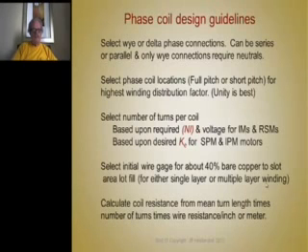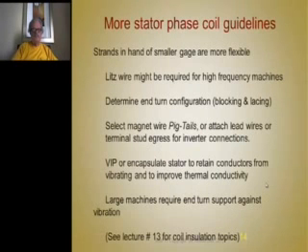The number of turns per coil is based on the back EMF voltage, to make sure that's lower than what the DC supply voltage is at the max speed you're going to produce power. So you select the initial wire gauge for about 40% slot fill. We've talked about that before for either single layer or multiple layer winding. Okay, you can calculate the coil resistance from the mean turn length times the number of turns times the wire resistance per meter.